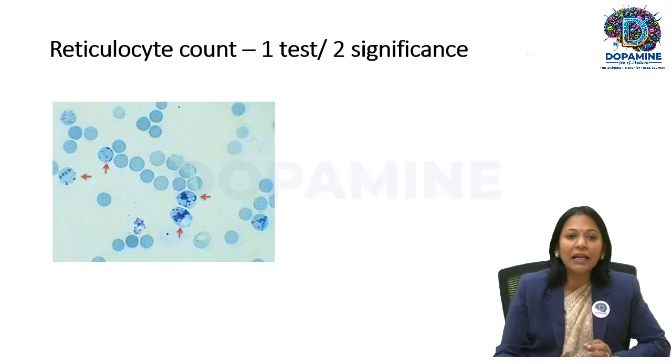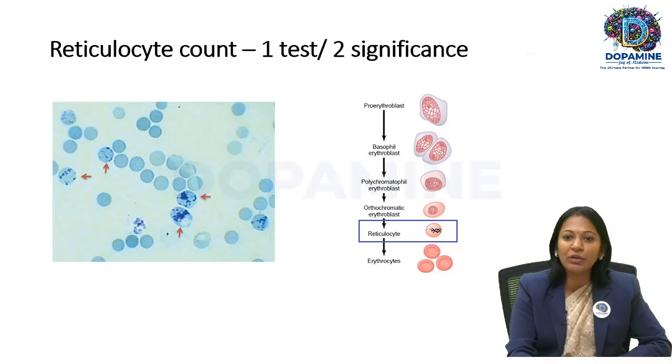Previously, we were using brilliant cresyl blue to do the reticulocyte count. These days, we use a stain called new methylene blue, and these are all the reticulocytes. You can see here, these are all the reticulocytes. So, in megaloblastic anemia, the reticulocyte count will definitely be abnormal. So, what is the reticulocyte?